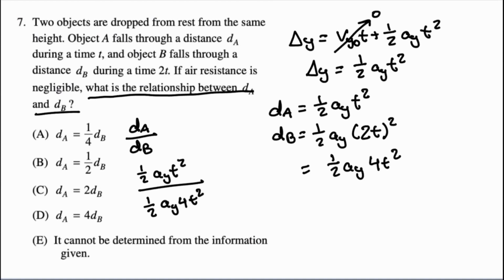A lot of these terms are going to cancel out. The 1/2 cancels, the a and the y cancel, and the t squares cancel. And we get a final value of 1/4. And answer choice A aligns with that.